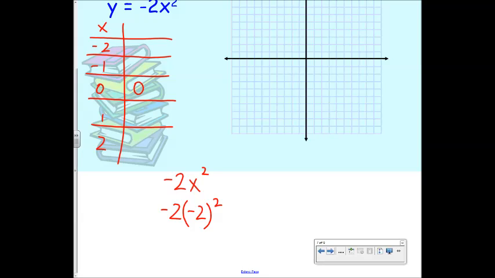It becomes, no. -2 times, okay, think back to order of operations. We start with P, parentheses, right? There's nothing in the parentheses. What's the E? Exponents, which means what do I do first here? The -2 squared or the -2 times -2? -2 squared. You have to do the exponent first.